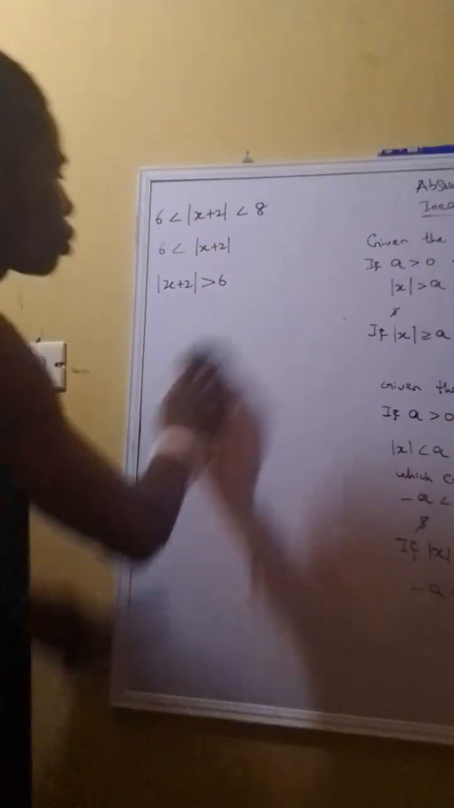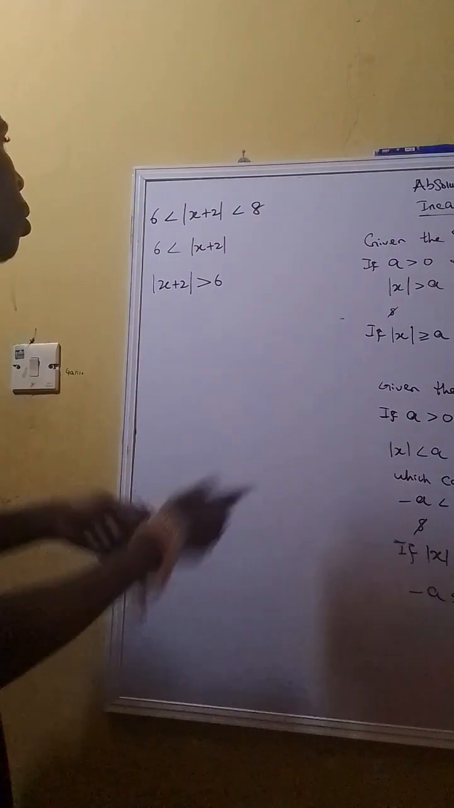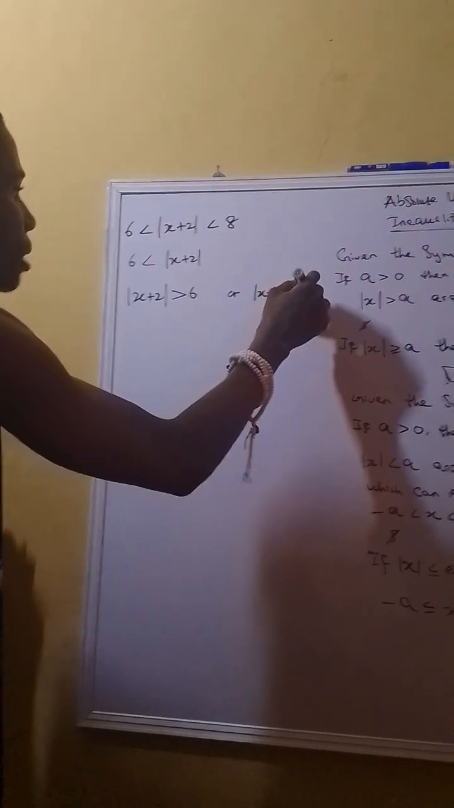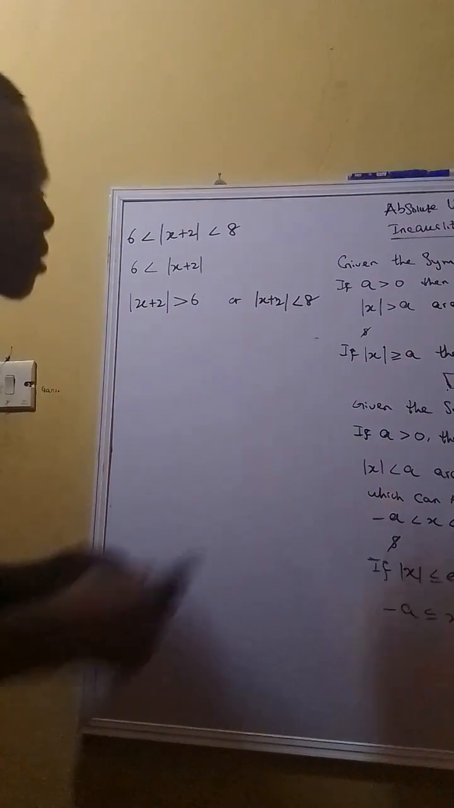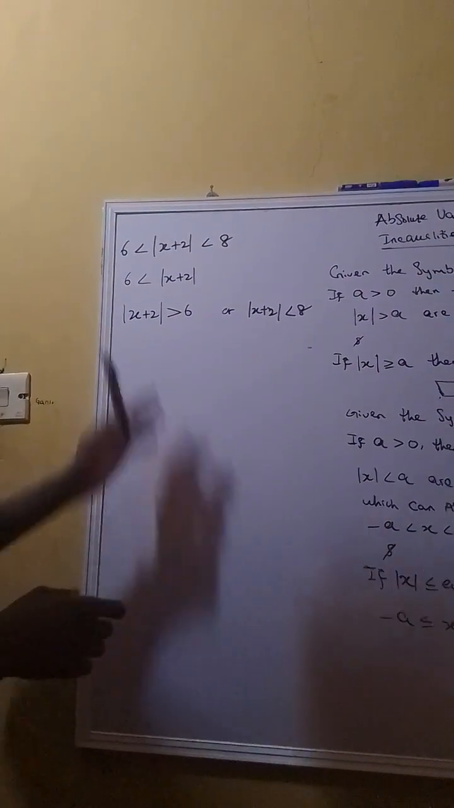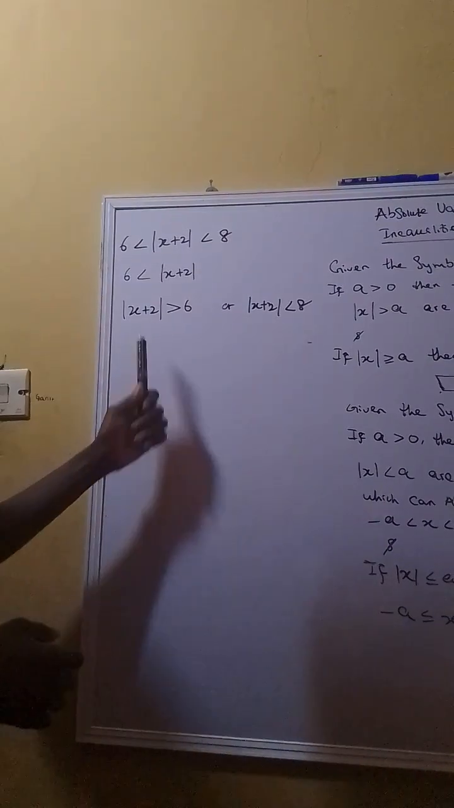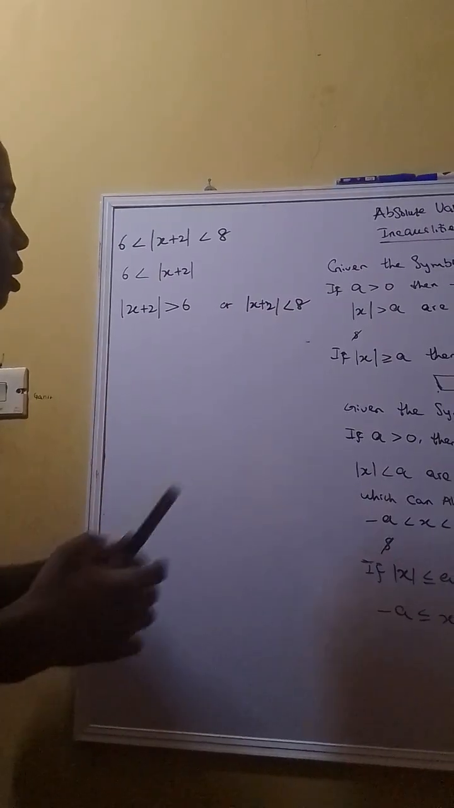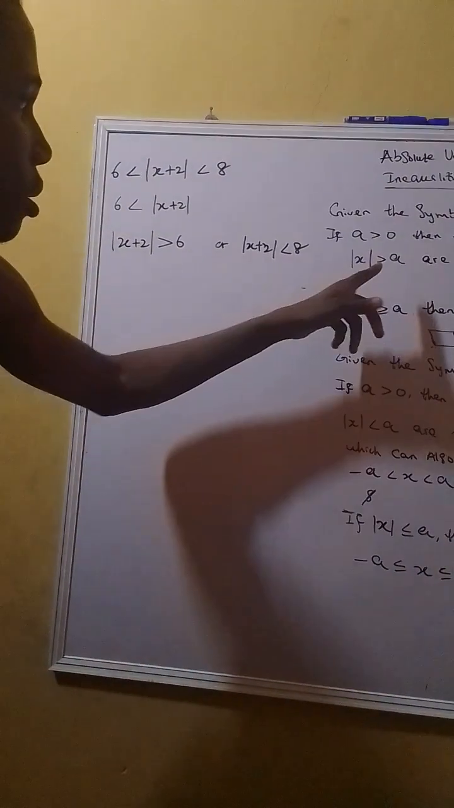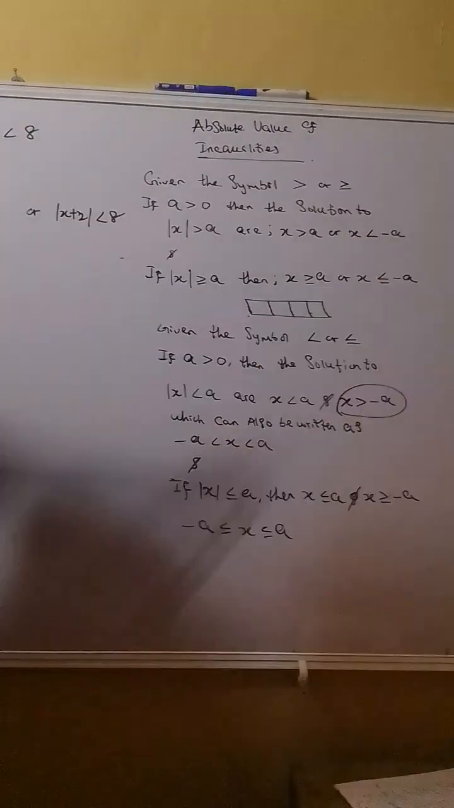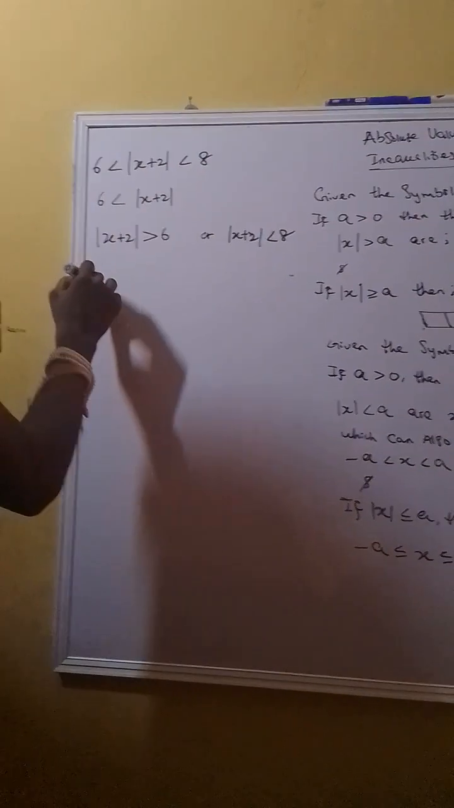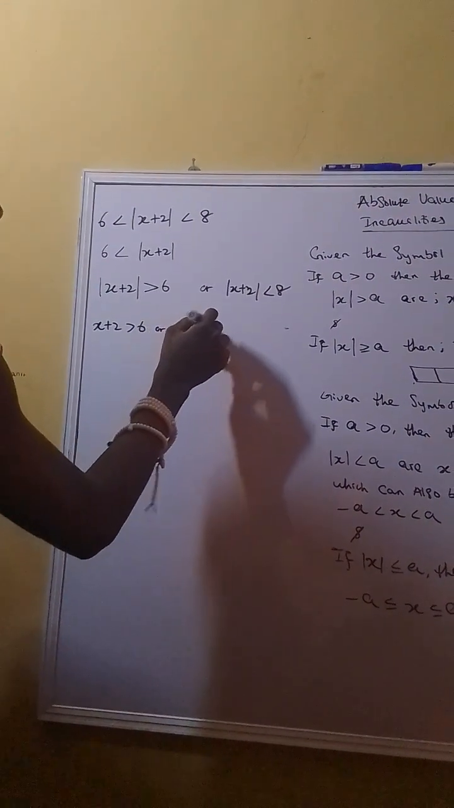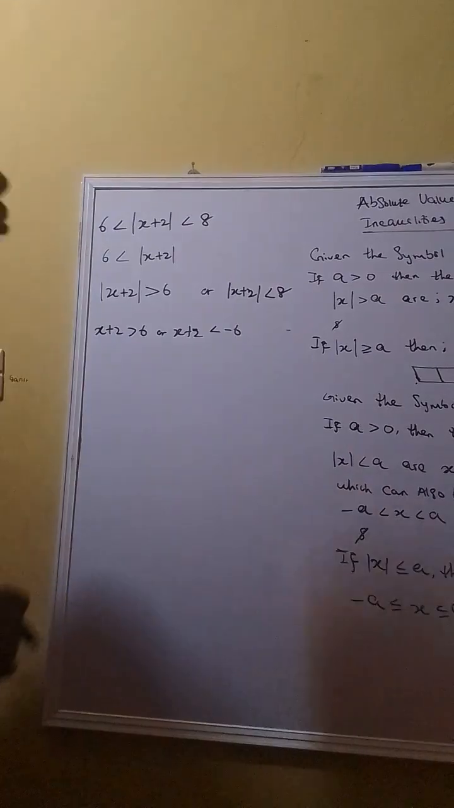So I guess you do not have any issue. The absolute value of x plus 2 will be greater than 6, or the absolute value of x plus 2 now would be less than 8. Two categories. Let's start from this category. Now, if your absolute value of x plus 2 is greater than your value, and I've told you guys, this is the law. Greater than, less than, minus. Greater than, less than, minus. So x plus 2 will be greater than 6, or x plus 2 will be less than minus 6.